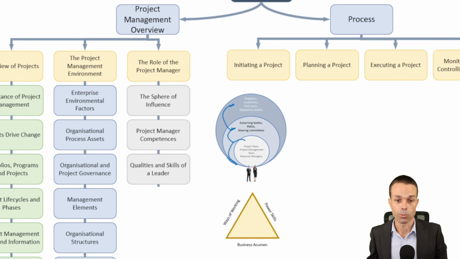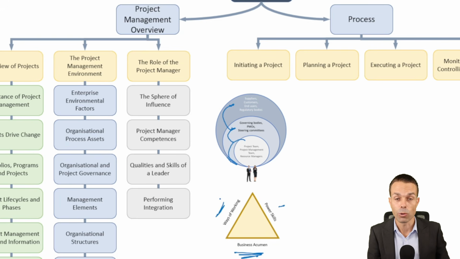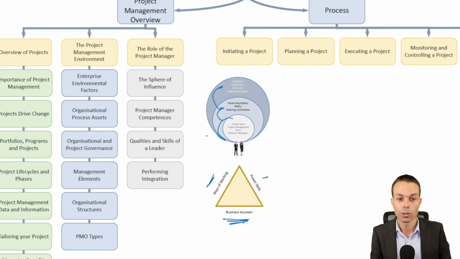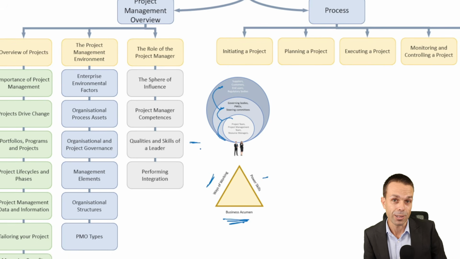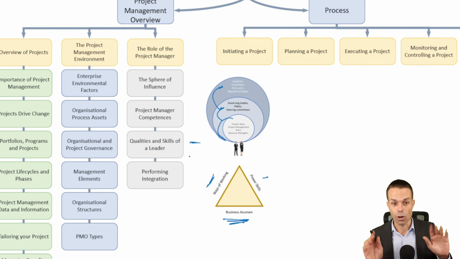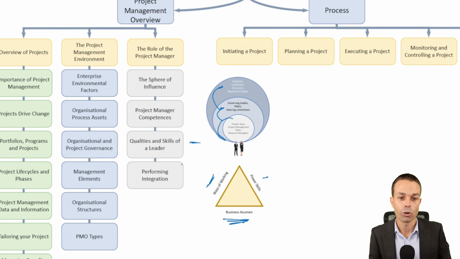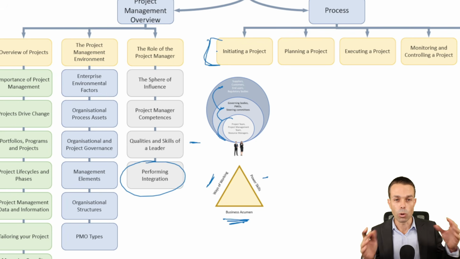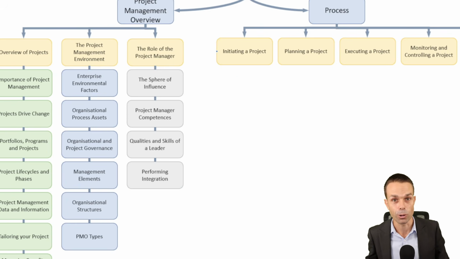Project manager competencies that we'll need are power skills, so soft skills, business acumen, we need to understand the business that we're working in, and the ways of working, which is this particular process and the project management process groups. We'll also need the qualities and skills of a leader. There are different leadership types, from servant leadership to directive leadership to laissez-faire leadership, hands-off, all sorts of different ways. And performing integration is where we take all of these process steps and we integrate them all together and we become that binding glue for our project as the project manager.